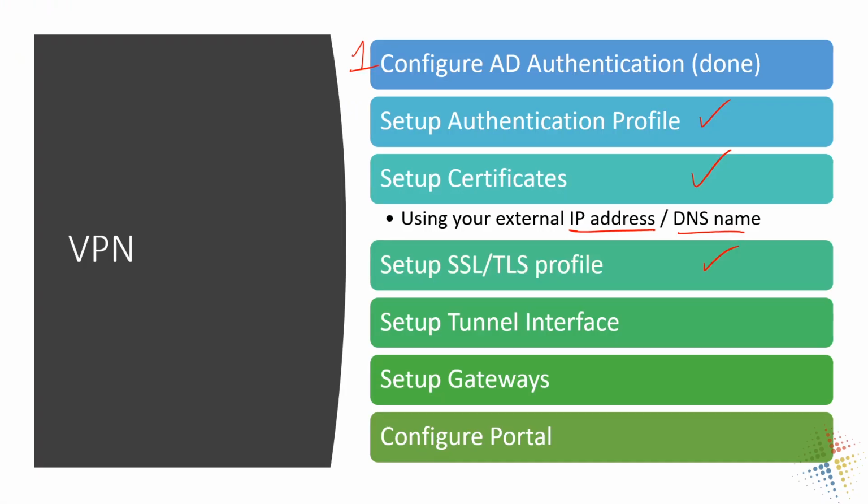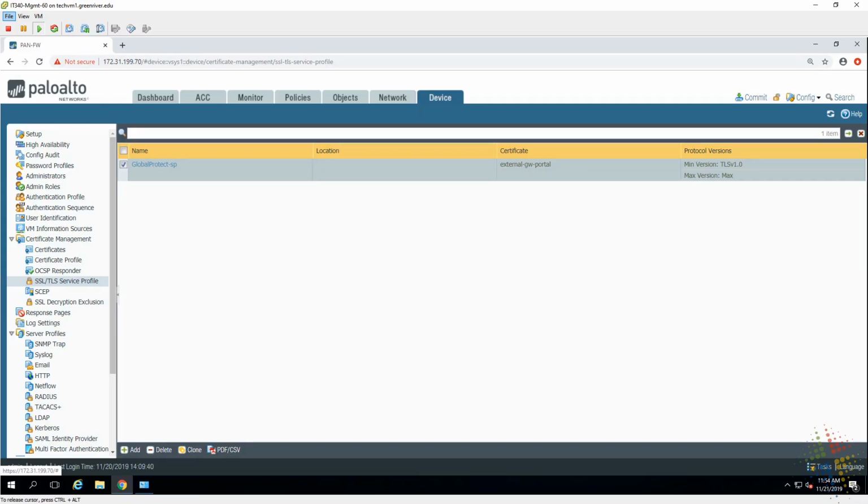All right, back to our list here. We just set up our SSL/TLS profile. Somehow I checked that ahead of time. The next step is setting up a tunnel interface. The tunnel interface, that's how our clients are actually tunneling into our environment. And this is starting to be where things get complicated.